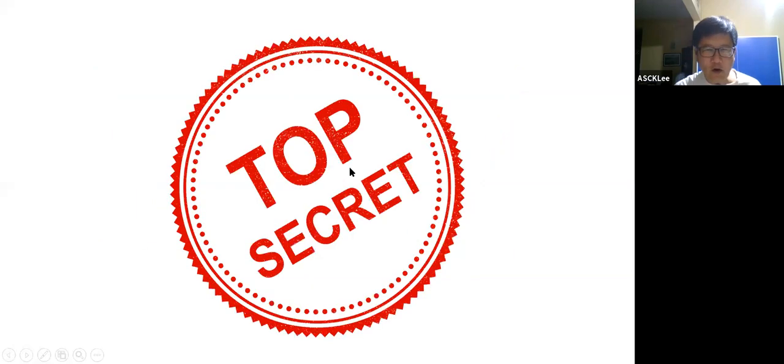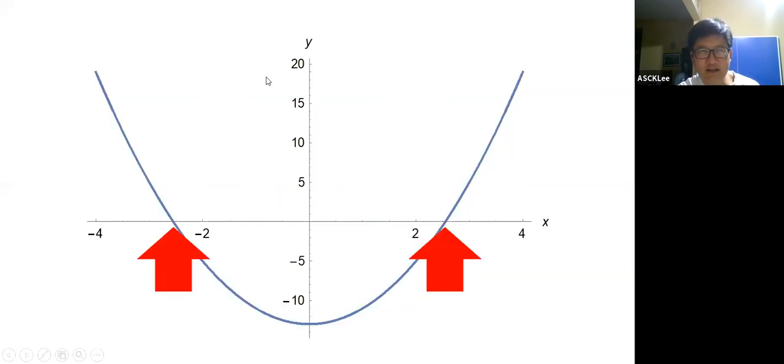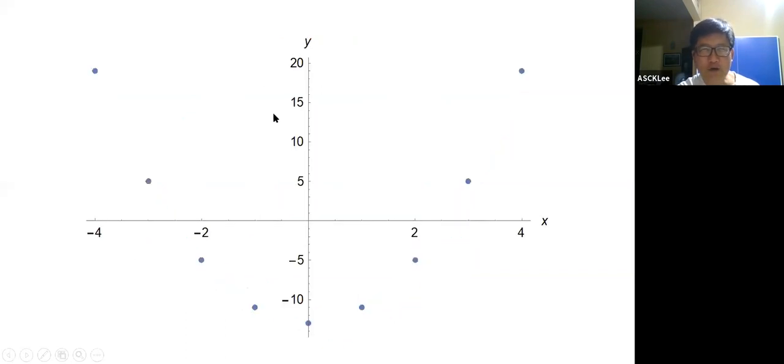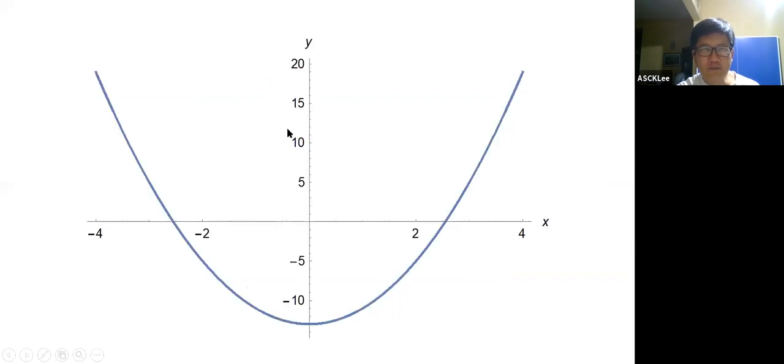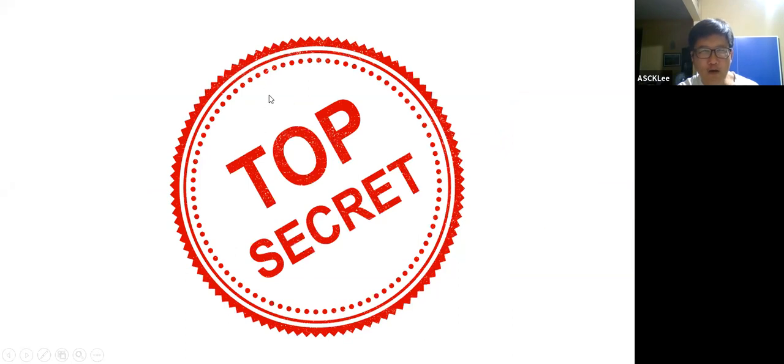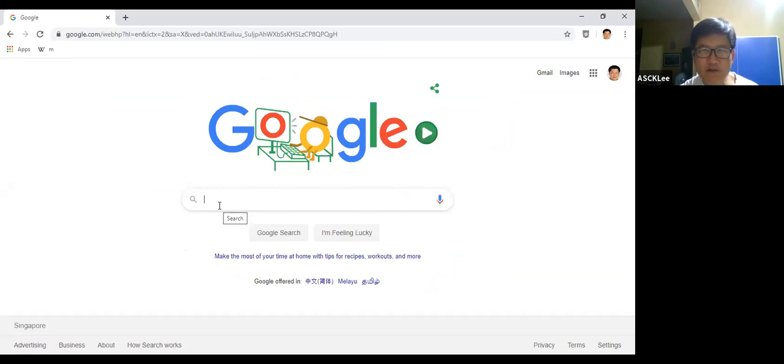Now at this point, I want to share with you a top secret. This is a top secret that most of your teachers don't want me to share, but I will share it anyway because it's a very, very super useful thing. Now, let's say I want to plot this. What I can do is this. Let me share my Google. This is my Google here. This is the first time I'm using Zoom for teaching, so if I mess things up, please excuse me.